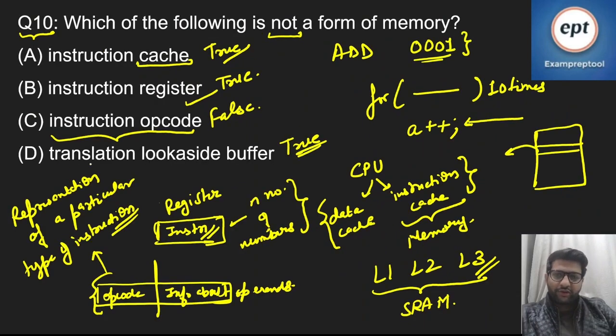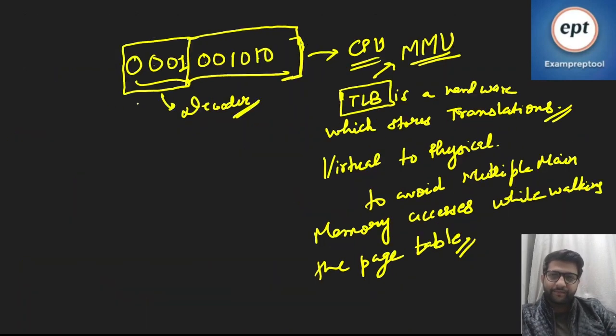right? So you should know these concepts at your fingertips, that what is instruction cache, what is instruction register, what is opcode, what is TLB, right? So here the answer will be option C.